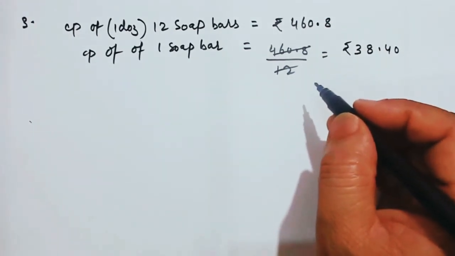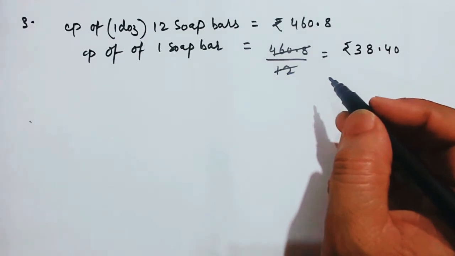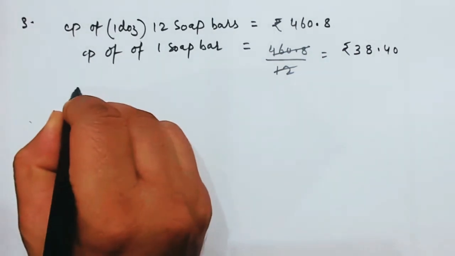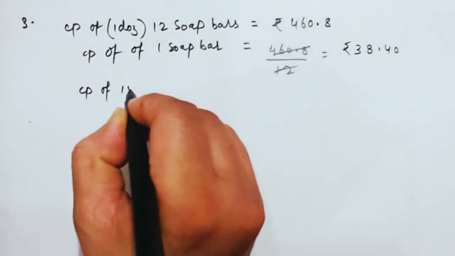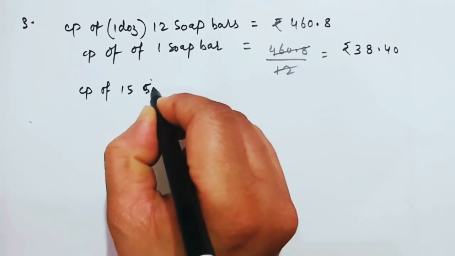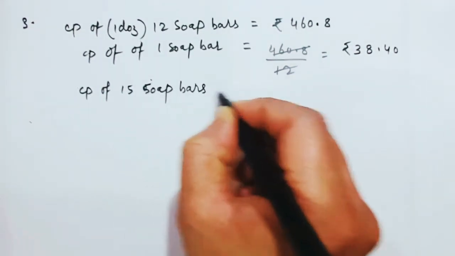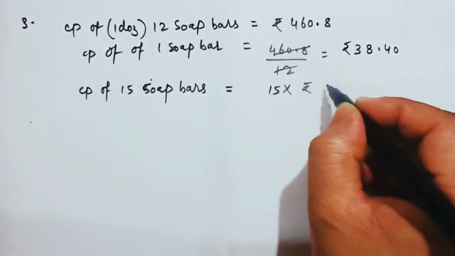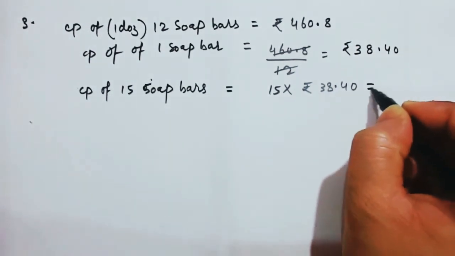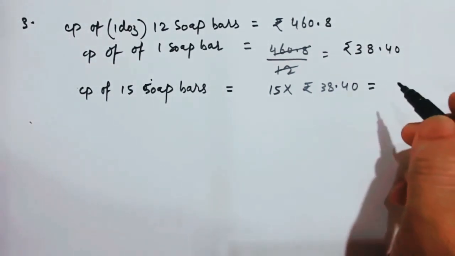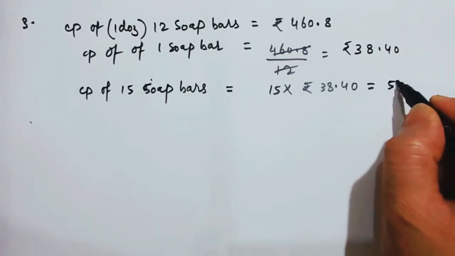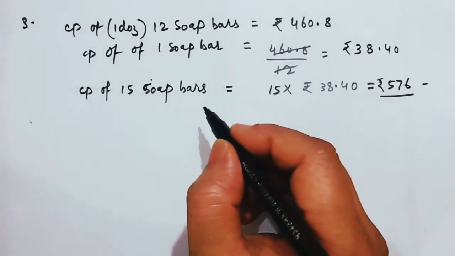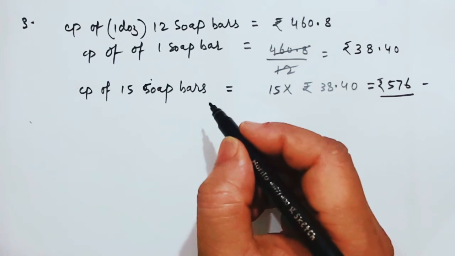Now, what is the cost of 15 soap bars? What have they asked? See, what will be the cost of 15 soap bars? So the cost price of 15 soap bars will be equal to 15 times the cost of 1 soap bar, that is rupees 38.40, and when you multiply, you will get how much? Rupees 576. Okay, now they are also asking you to find the cost of 3 dozen soap bars.